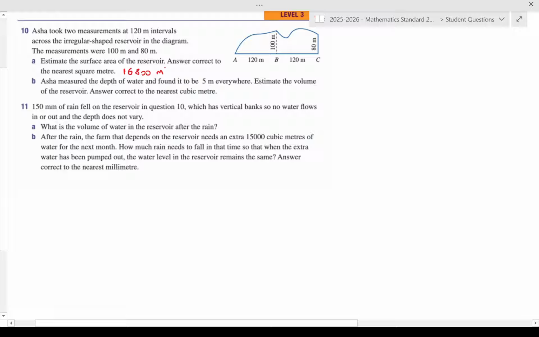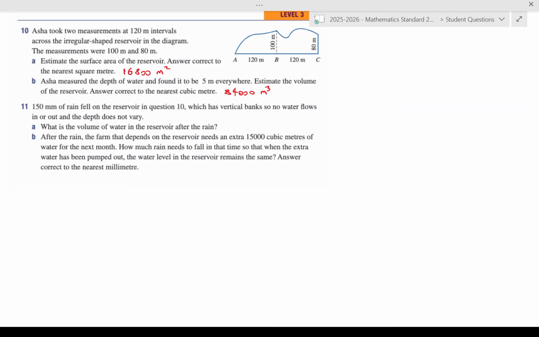Okay, Elise. Looking at this question for you, it does require the answer from question 10. So I'm just going to write the answers from question 10 down there so that we can refer to them. You seem to have done them all right, so that's good. So question A for the surface area was 16,800 square meters, and question B was for the volume, that was 84,000 cubic meters.